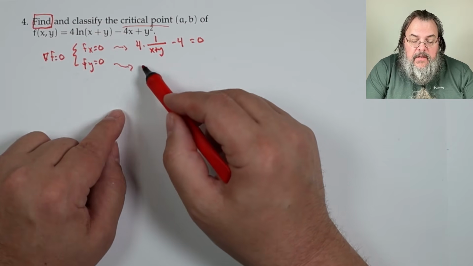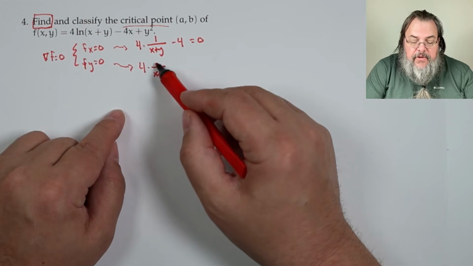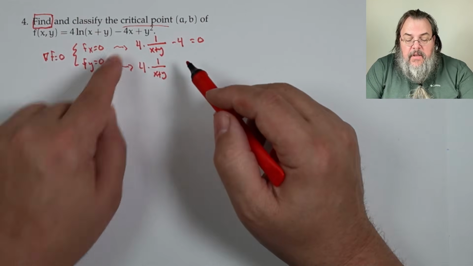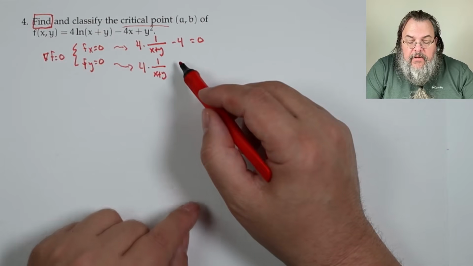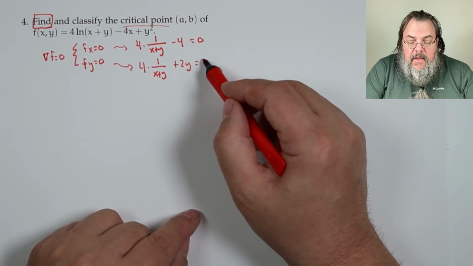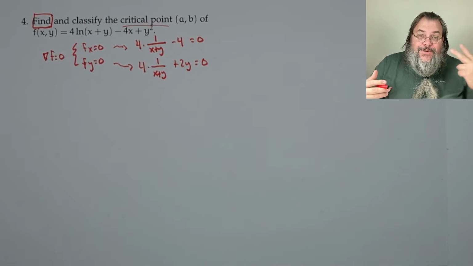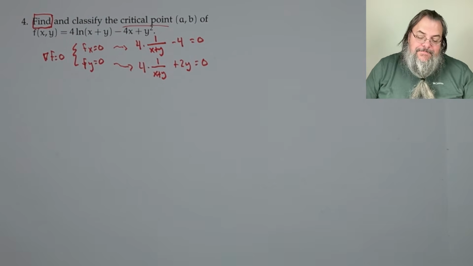F sub y, we have a 4, a fraction again. Derivative of x plus y with respect to y is 1. And then that goes away, and the derivative of y squared is 2y. And that needs to equal 0. All right, so we have our classic two equations, two unknowns.